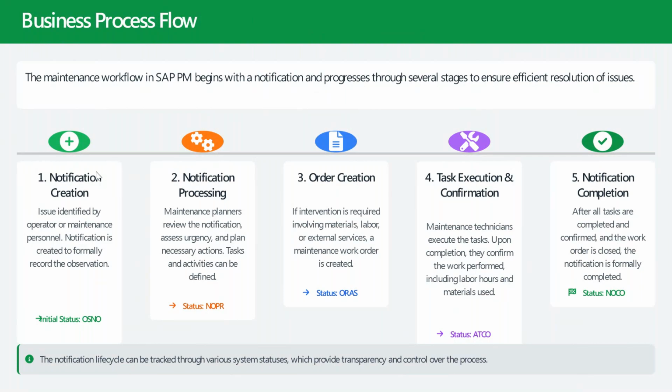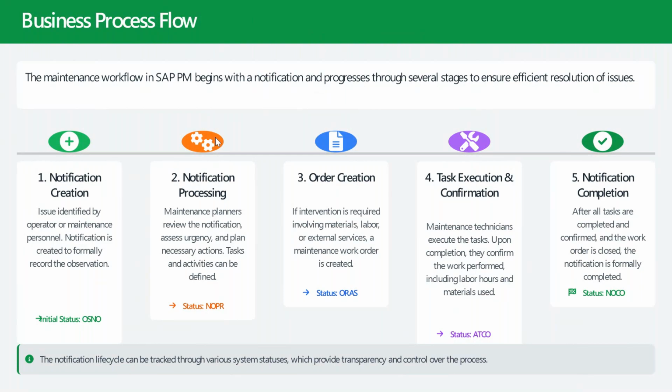Further, order creation. In that case, the order will be created with reference to the notification. If intervention is required involving material, labor, or external services, or if you need any material to consume, then you need to create an order. For example, let's say at your home itself, your AC is having some issue, and you have informed.